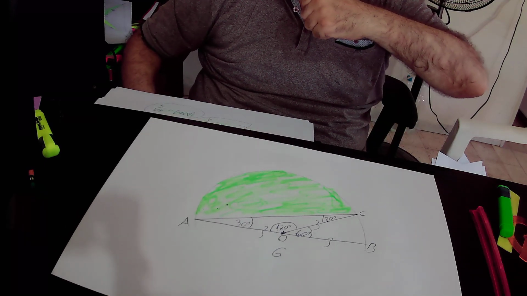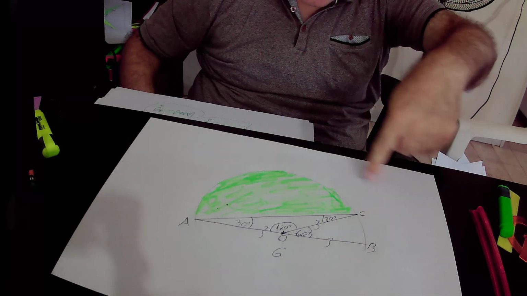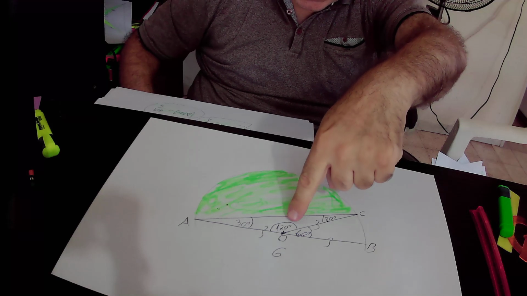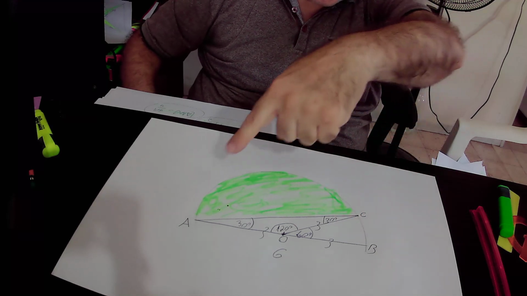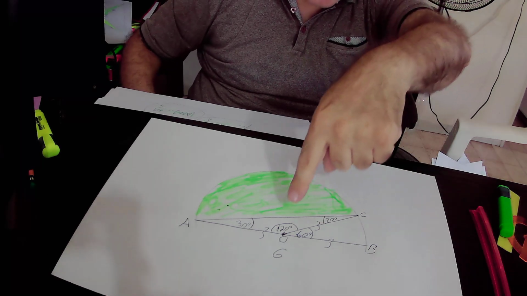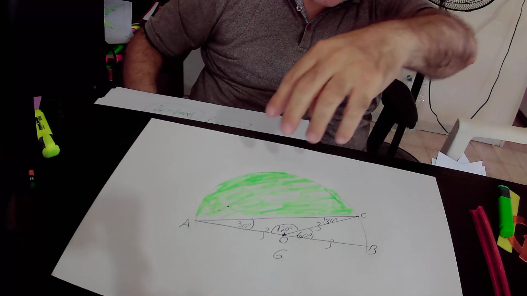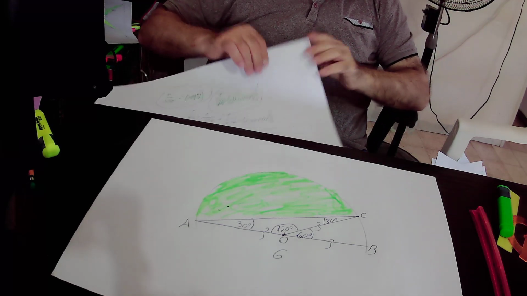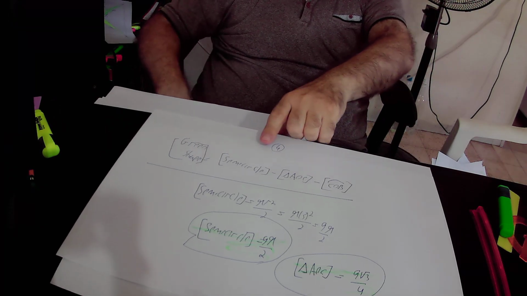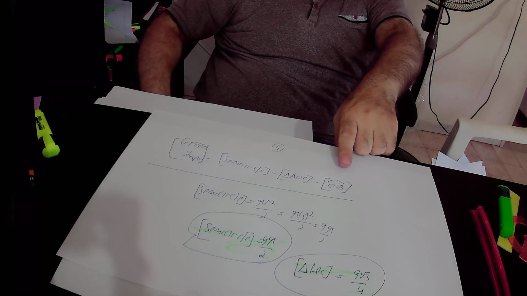According to the second method, the area of this green shape will be equal to the area of the semicircle minus the area of triangle AOC minus the area of sector BOC. Again, this equals exactly the area of the green shape. I repeat the formula: the area of the green shape equals the area of the semicircle minus the area of triangle AOC minus the area of sector COB.